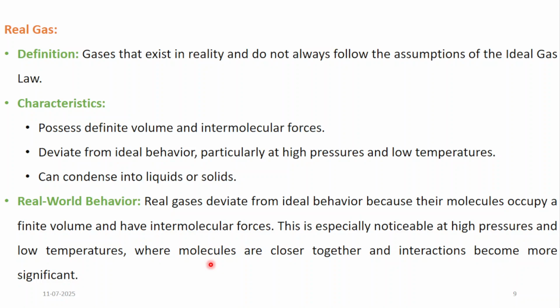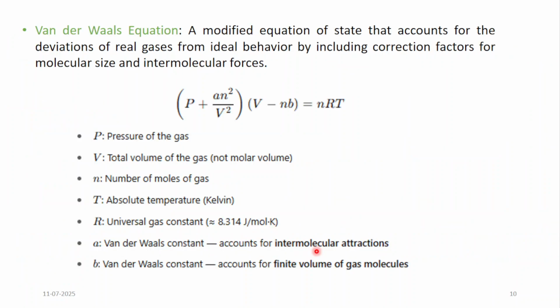So this is different. But if you come the other way around, at high pressure and low temperature, most of these gases show deviation from ideal behavior, because the molecules come closer together and interactions become prominent. And for real gases, you should always remember the ideal gas law is not valid. That equation PV equal to nRT is not valid.